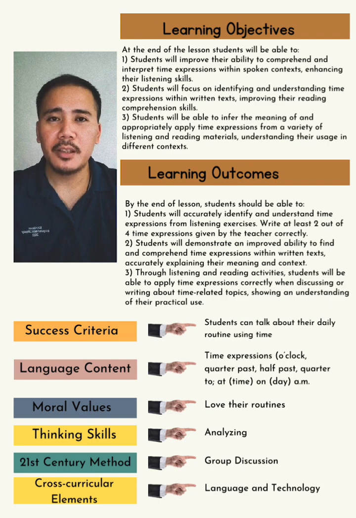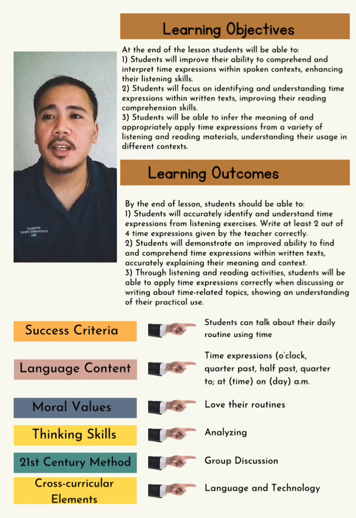As for the learning objectives, at the end of the lesson, students should be able to, number 1, improve their ability to comprehend and interpret time expressions within spoken context, enhancing their listening skills. Number 2, focus on identifying and understanding time expressions within written text, improving their reading comprehension skills. And number 3, infer the meaning and appropriately apply time expressions from a variety of listening and reading materials, understanding their usage in different contexts.